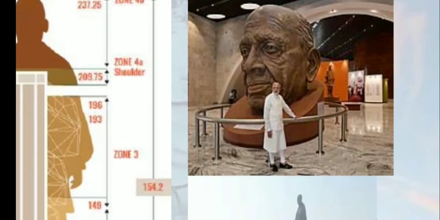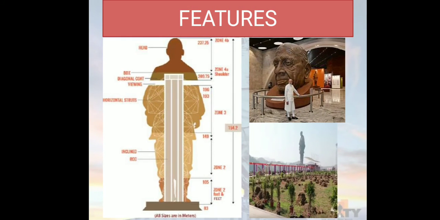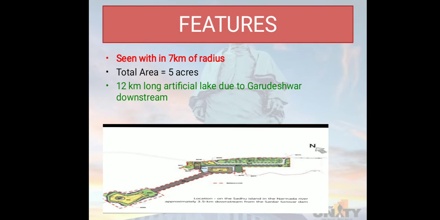Here you can see the viewing gallery, which is located in the third zone. The statue has two legs, each leg having a single lift system, so that visitors can move towards the viewing gallery through one leg, and they can come back through the other leg. The Statue of Unity can be seen within a 7 kilometer radius with the naked eye. The total area of the statue acquired is 5 acres.